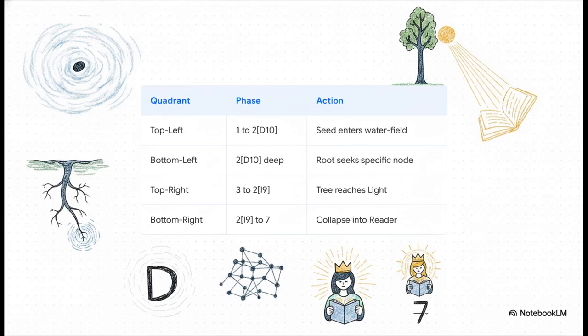Now jump to the I9 flashlight field. Top right, the tree reaches the light. Here, mass is information. The wave is the book flowing from the throne, and the shadow it casts is the localized kingdom.